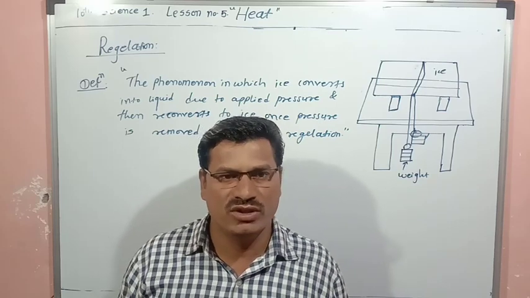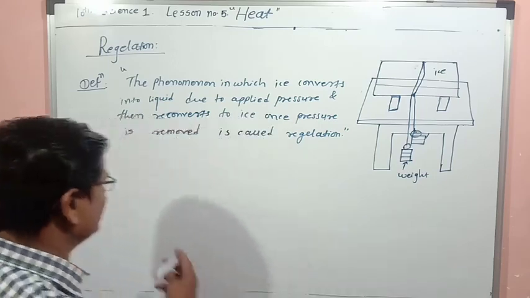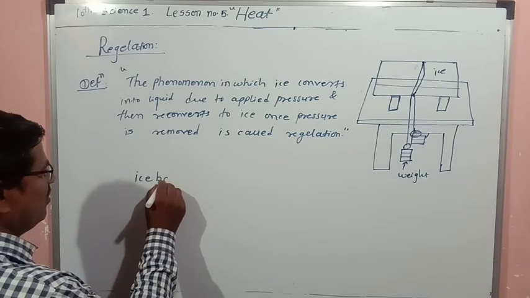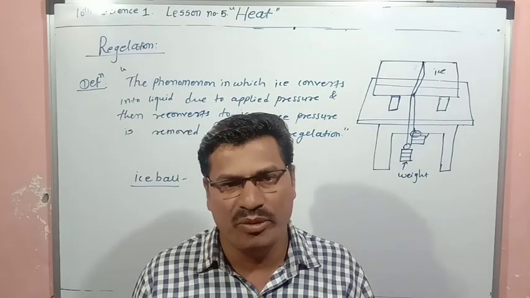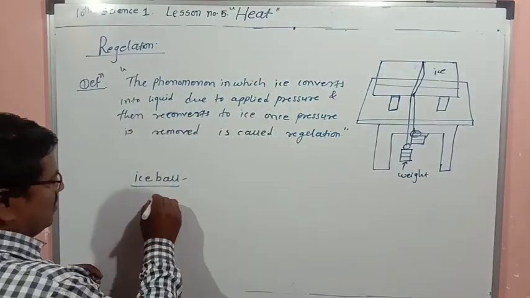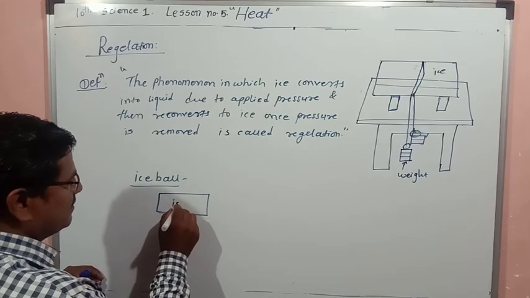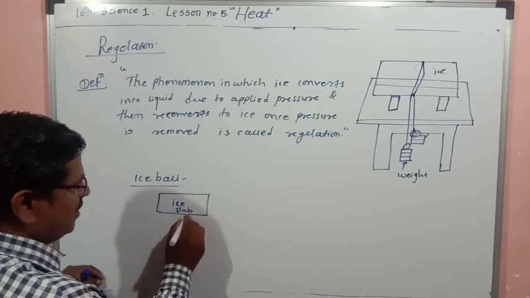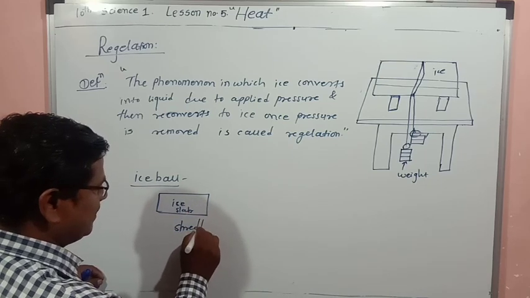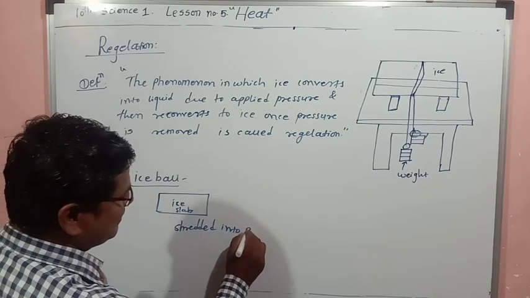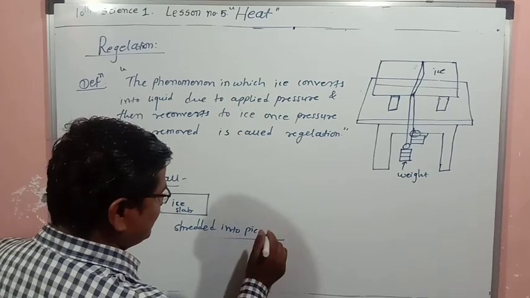In the summer season you are eating ice ball. So how is that ice ball prepared? One particular ice slab is taken, and that ice slab is shredded into pieces.